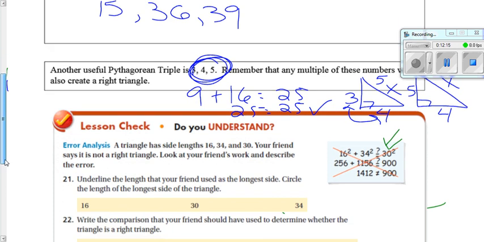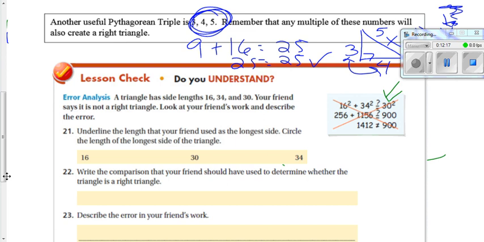Okay, so last thing of the day. Oh, I erased it. Okay. So a triangle has side lengths 16, 34, and 30. Your friend says it's not a right triangle, and look at your friend's work and describe the error. So taking a look at what my friend did, you may be able to find the error already. Ooh, sorry. Let's walk through it if you can't see it. So the directions say underline the length that your friend used as the longest side.